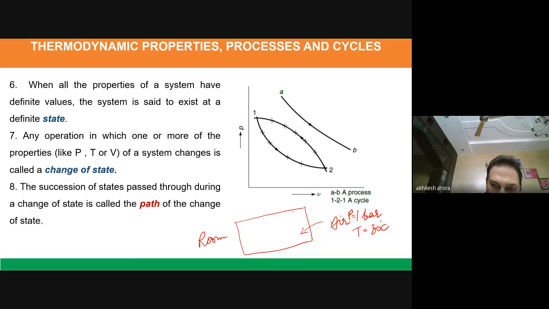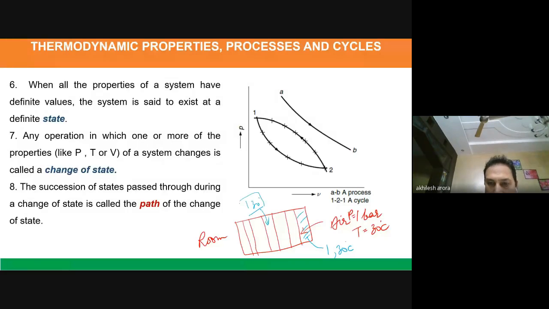Now what I do is I make a number of partitions here, and I check the pressure and temperature in each of the partitions. I check the temperature and pressure here. I find that the pressure is 1 bar and the temperature is 30 degrees Celsius. I take any other partition, I note down the pressure and temperature, and I find that it is 1 and 30.